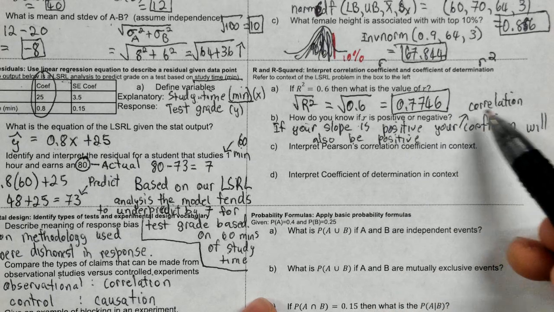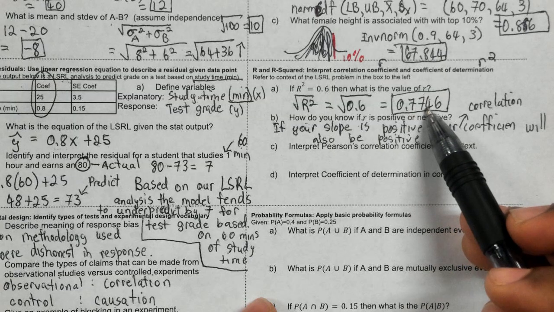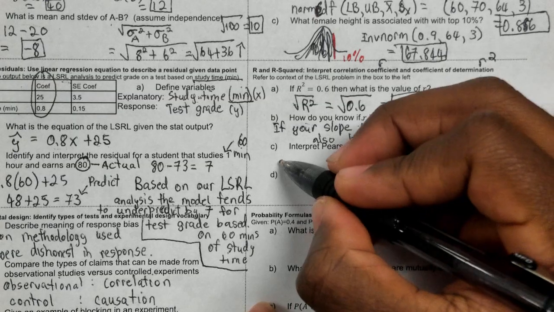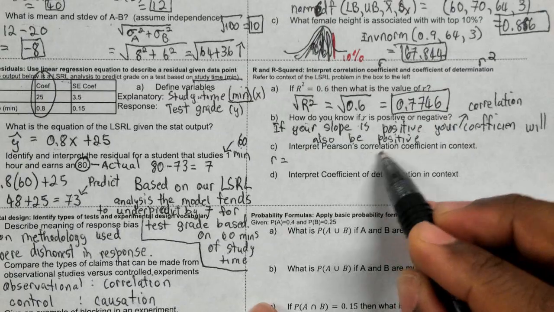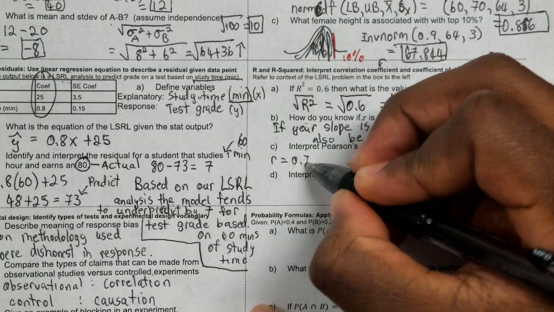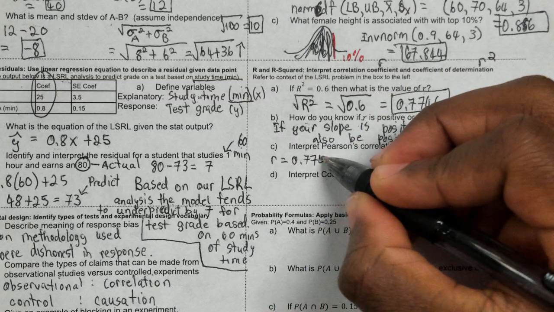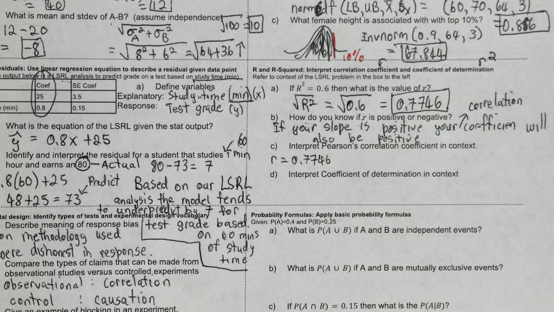So we need to interpret the R. So the R was 0.7746. So the R, which is the correlation coefficient, was 0.7746. Okay? In this case, guys, when you're trying to evaluate what it is, you need to take into consideration if it's a strong, moderate, or weak correlation, and we also need to take into consideration if it's a positive correlation. So those are the things we need to try to answer.